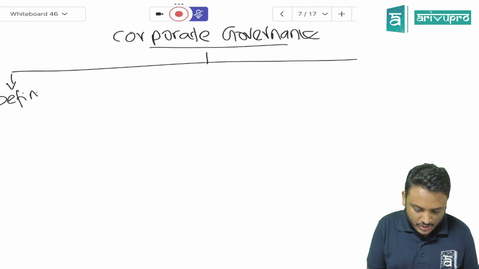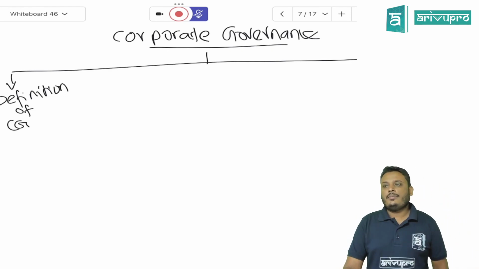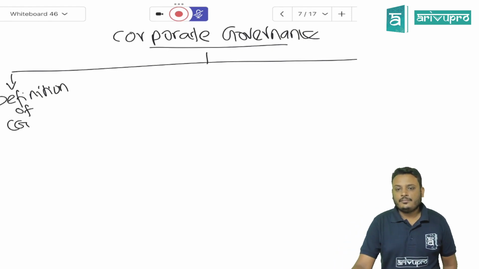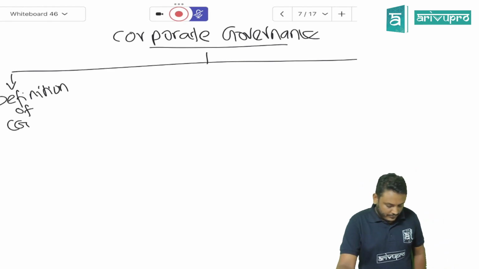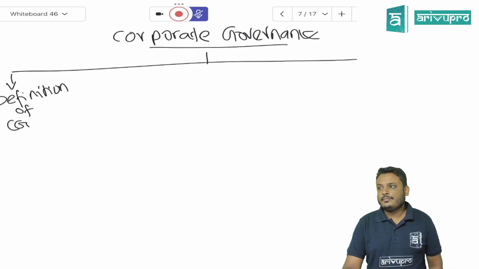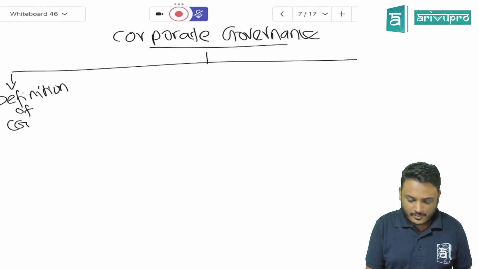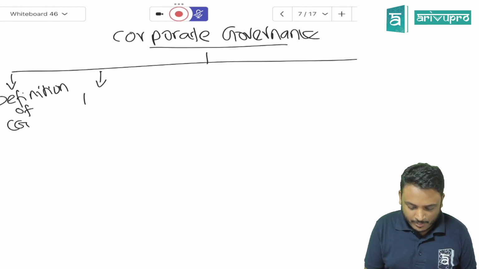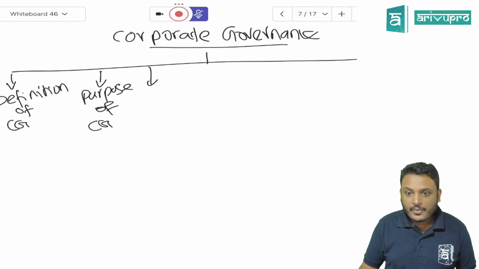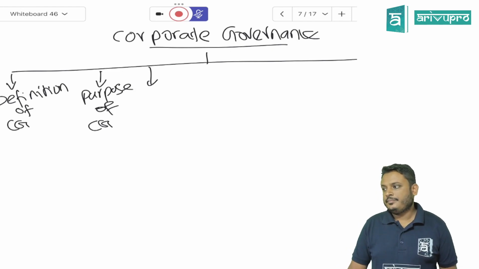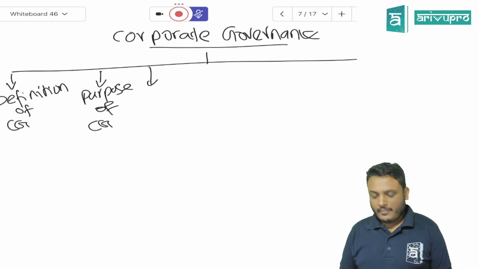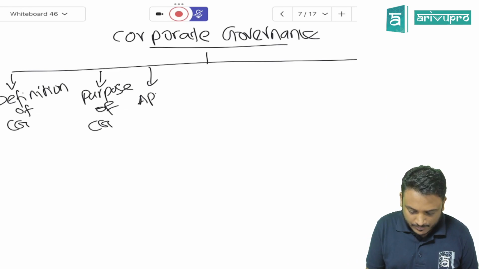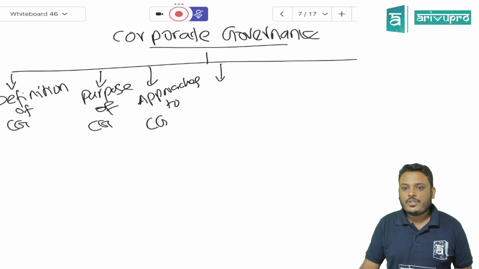Write it down. Definition of corporate governance. Purpose of corporate governance. Approaches to corporate governance.